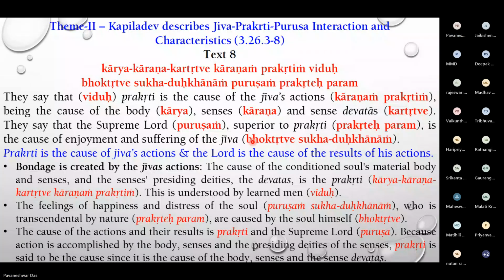accomplished. Actually, none of the Jivas, everything that is done is by these 3. Karya, Karana, Kartrutva. These are the 3 that do all the work. The soul is only simply a witness.